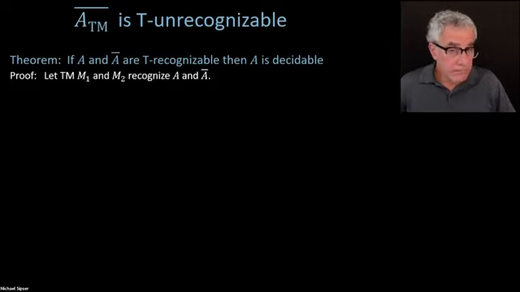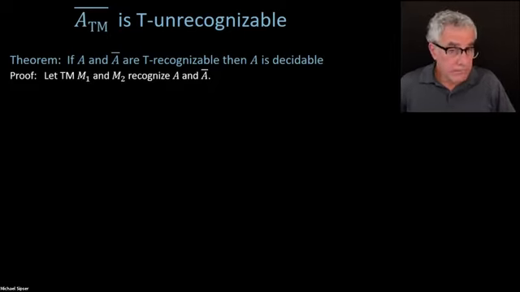So anyway, if you have a language and its complement both recognizable, how do we know the language is decidable? So first of all, let's take the two Turing machines, M1 and M2, that recognize A and A complement. And we're going to put those together to get a decider for A. And that's going to work like this. It's going to be called T. So T says on input W, it's going to feed W into M1 and M2 both.